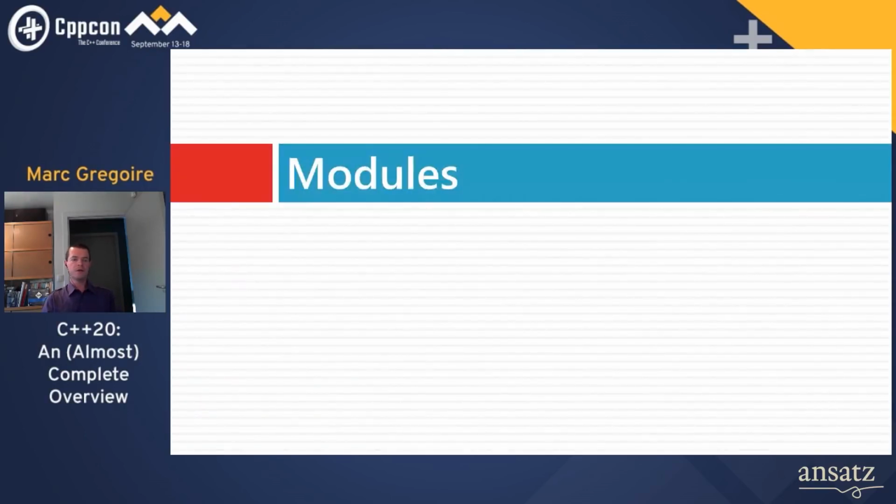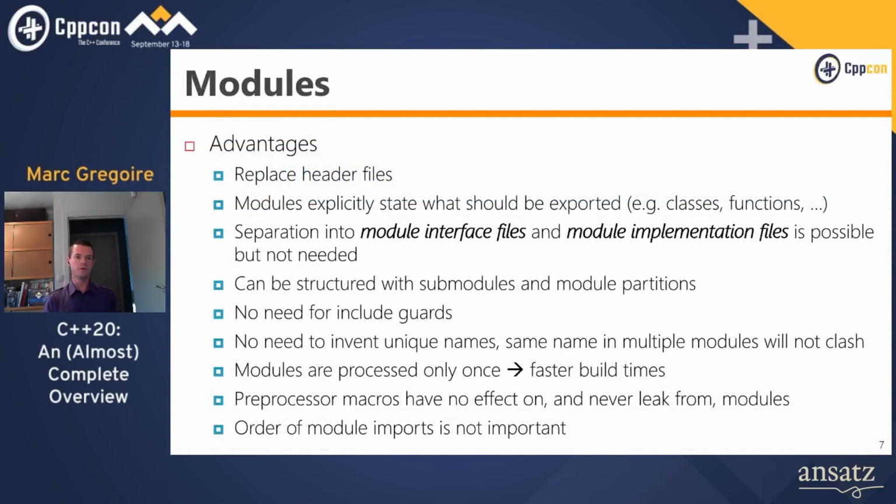All right, so let's get started with the first major feature of C++20, modules. What are modules? Modules, basically, will replace header files in the long run. And with a module, you have to explicitly state what you want to export from the module. For example, you have to say which classes, which functions, which constants, which enumeration classes, and so on you want to export. And only this exported functionality will be available for users that import your module.